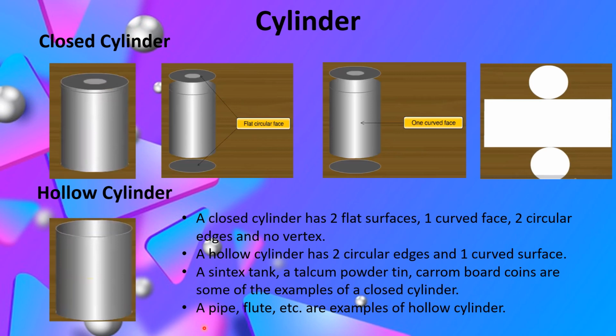Why two circular edges? The bottom part also has one. See the upper portion, even if it is open, this is its edge. Okay, this is its corner. A syntax tank, a talcum powder tin, carom board coins are all some of the examples.